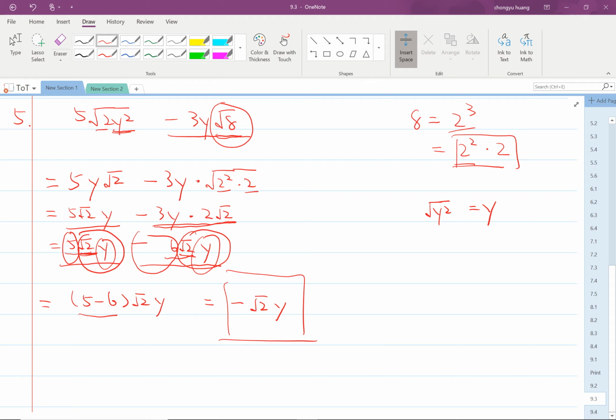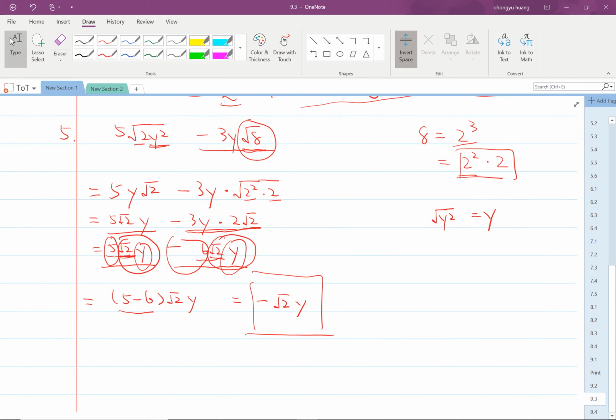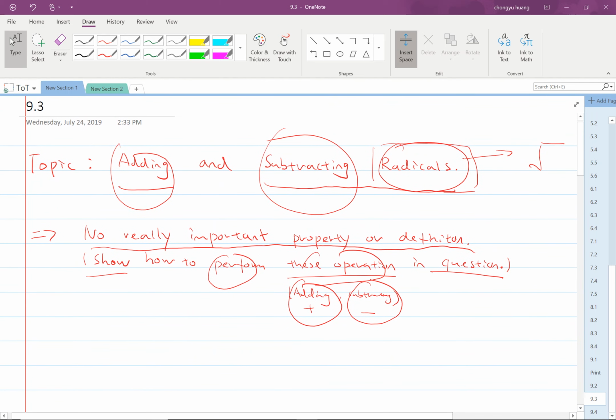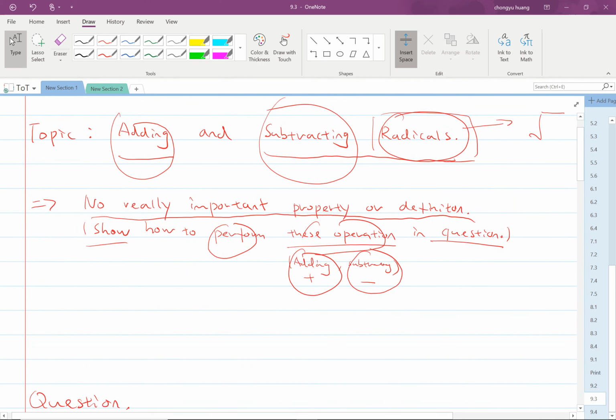So hopefully you got the right solution. So that's basically everything about how you are going to solve adding and subtracting radicals.